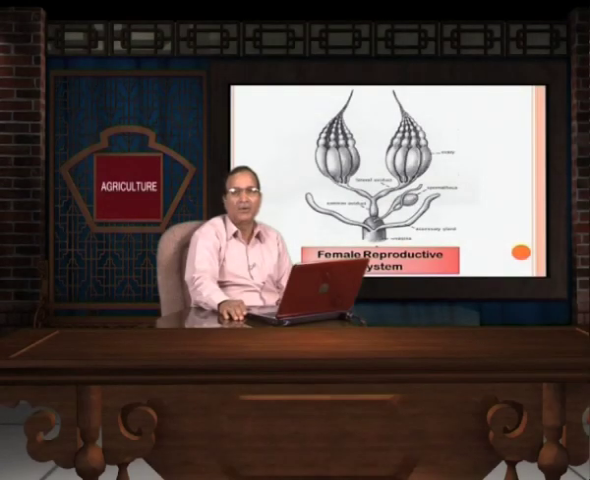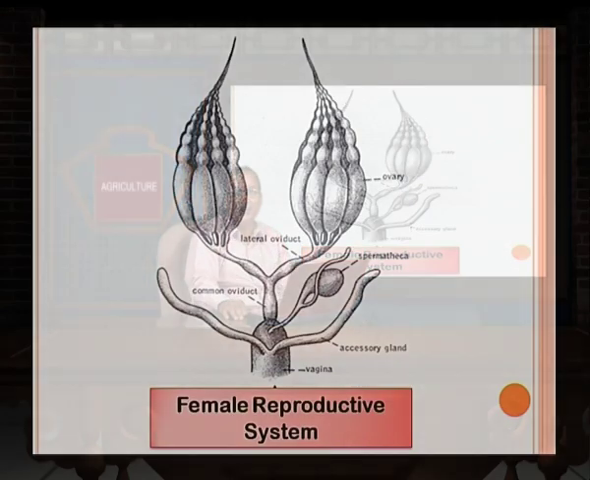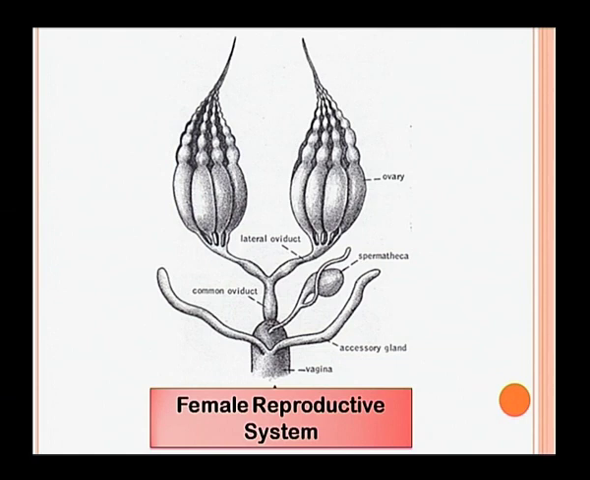If we look into the diagram which is depicted on your screen with regard to the female reproductive system, the female reproductive system is composed of a pair of ovaries, and ovaries are meant for the production of the egg, or the ovum, or unfertilized egg.